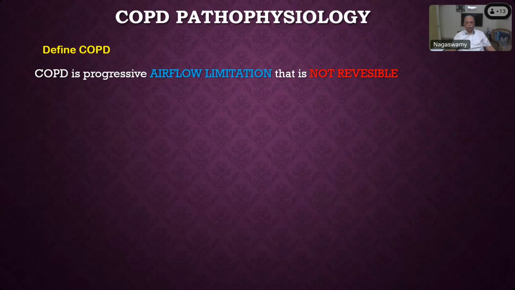Will bronchial asthma come into this category? No, sir. It has bronchodilator reversibility. Reversibility is there. That is why only two conditions are included in that. What are the two conditions? Chronic bronchitis and emphysema. Fantastic. Very good.